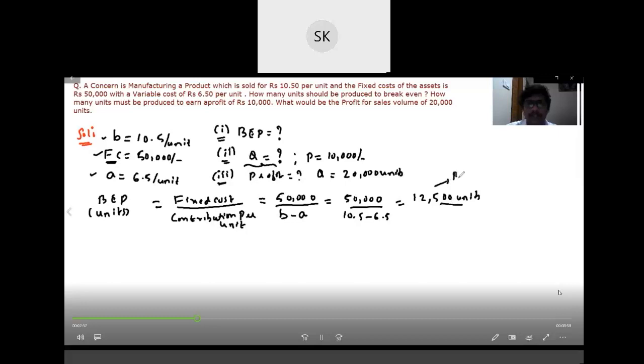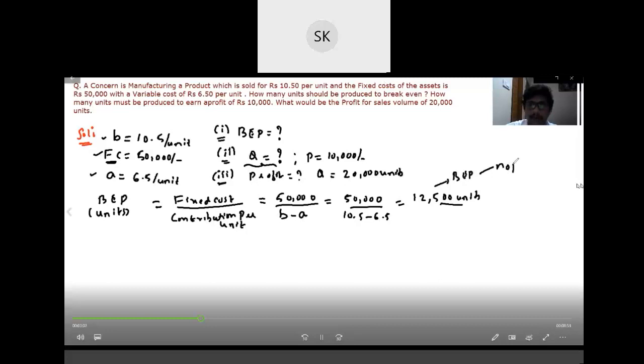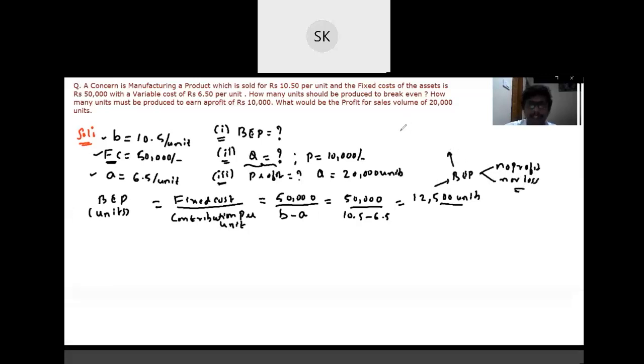Now what was the break-even sales? Break-even quantity into S. So you have all the values, put the values, you will get the value. So this is your break-even quantity and this is your break-even sales. Now what will be the contribution? So contribution will be sales minus variable cost.